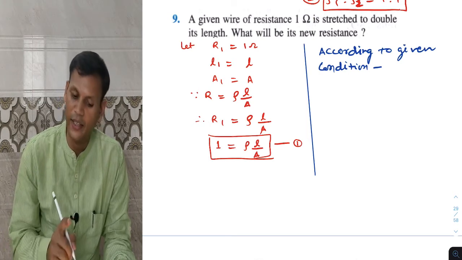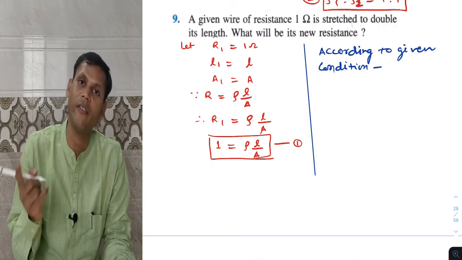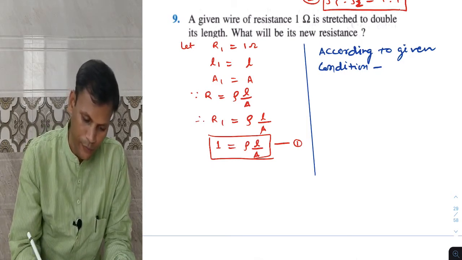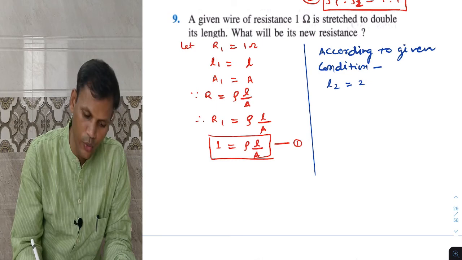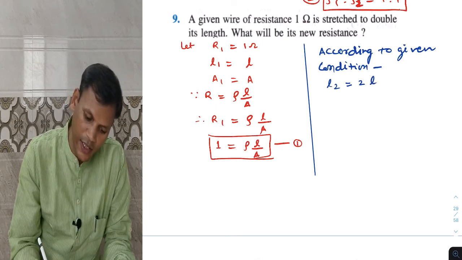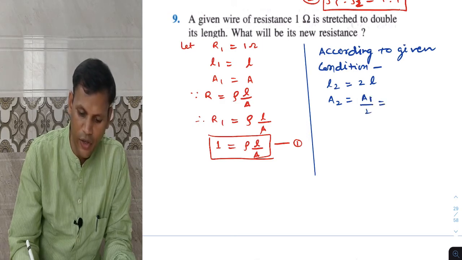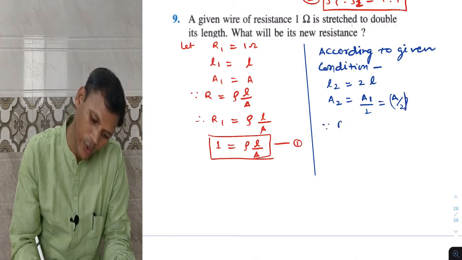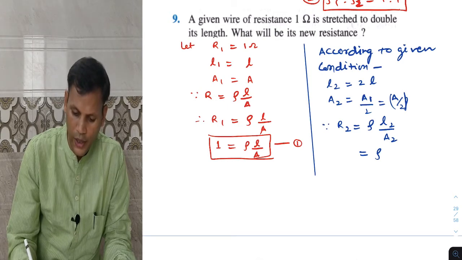Double its length. When length gets doubled, its area of cross section automatically will be halved. So when its length gets doubled, L2 is equal to 2L, and area A2 will be A1 by 2, which we have written already as A by 2. Since R2 will be rho L2 by A2, we will substitute all the values: rho, L2 is 2L, by A2 is A by 2.